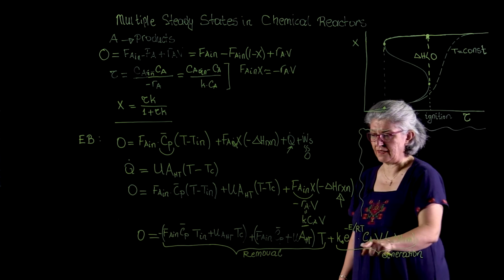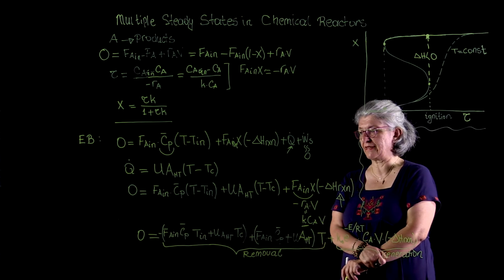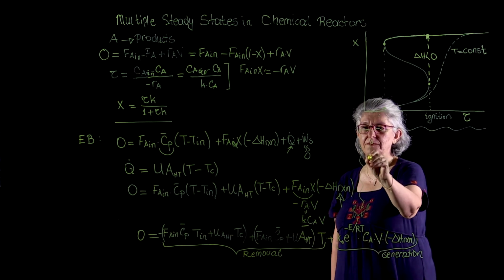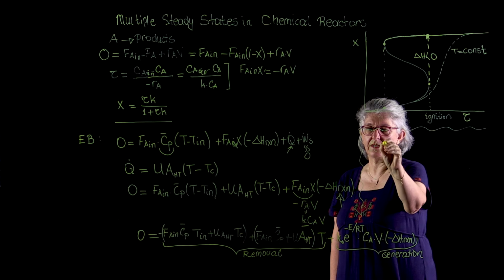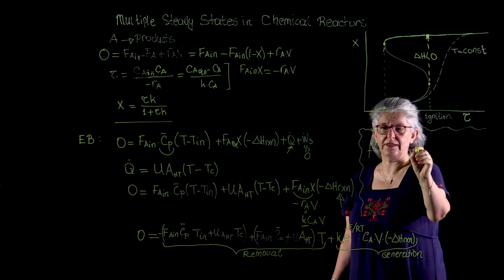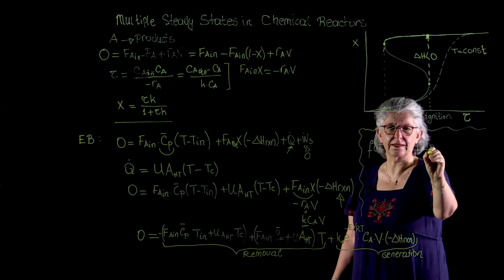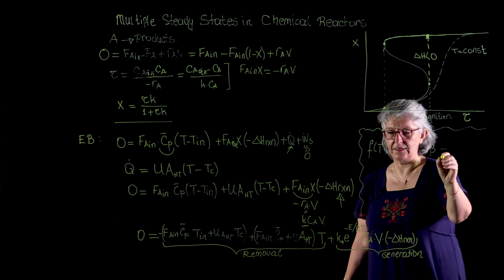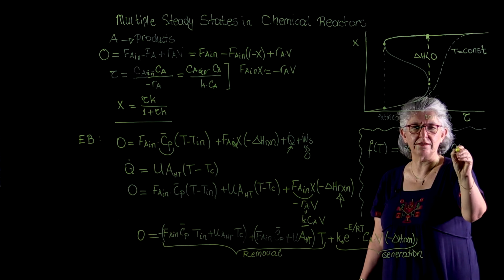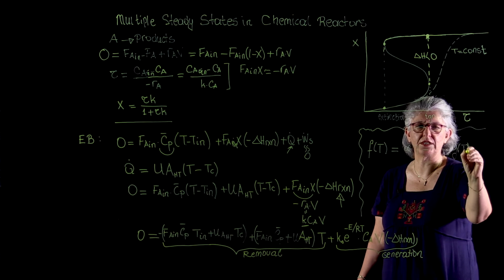Now let's look at the energy balance in terms of its temperature dependency and the functionality. Here we have a function. Let us call it f of T to be equal to alpha T minus beta minus a function g of T, which is nonlinear, the generation term.